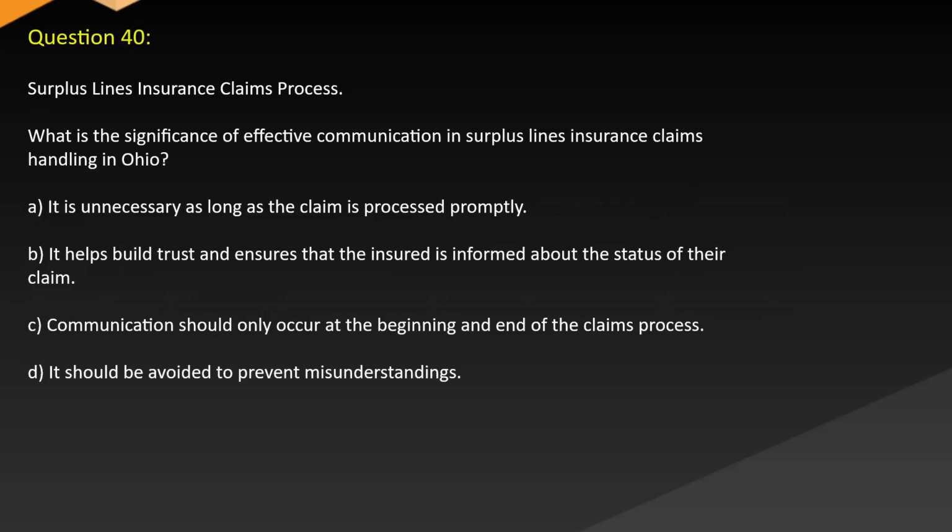3901.19. Question 40. Surplus lines insurance claims process. What is the significance of effective communication in surplus lines insurance claims handling in Ohio? A. It is unnecessary as long as the claim is processed promptly. B. It helps build trust and ensures that the insured is informed about the status of their claim. C. Communication should only occur at the beginning and end of the claims process. D. It should be avoided to prevent misunderstandings.